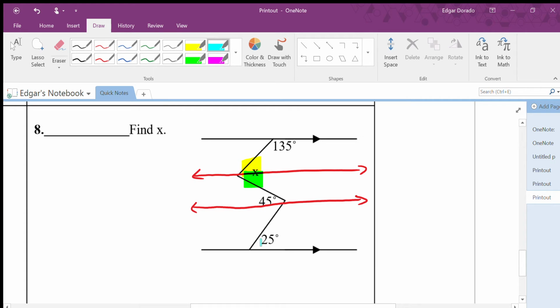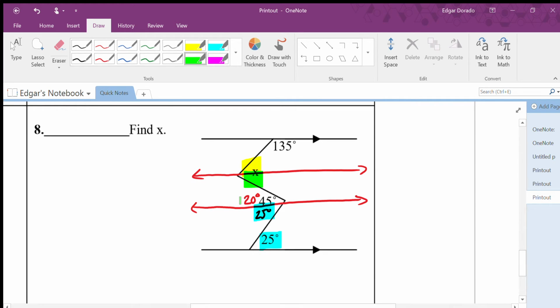Before we even did that, though, we actually had to go ahead and find what this portion was. We know that these two angles right here are alternate interior angles, so they must be exactly the same. They are congruent. And then finally, because that piece of the 45-degree angle is 25, then the remaining piece has to be 20 degrees. Okay? So that piece is 20 degrees.